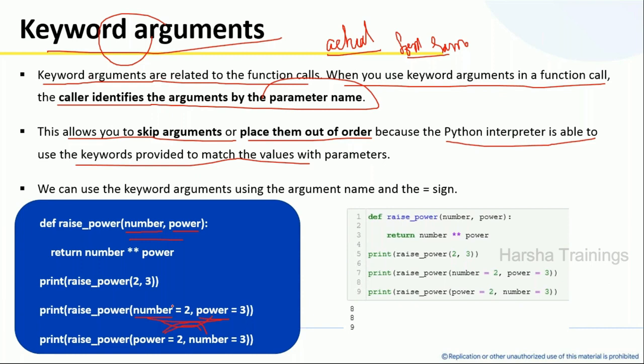Now, whenever I call this, what will happen? 2 will go for number, 3 will go for power. It is 2 cube. Whenever I call this function, what is happening? Number equal to 2, power equal to 3. Now it will be 2 cube. Even if I interchange it, it will still work. It is also 3 square here. First of all, the first variable is 3. It will be 3 square. 3 square will be 9.